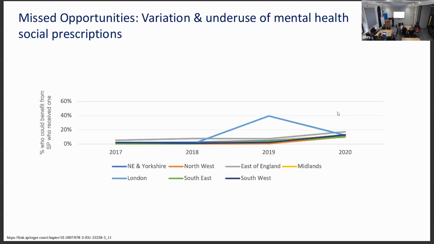This is mental health social prescriptions. Here, you have this blip in London. But apart from that, you can see that it's really low. It was climbing, which is good, but still less than 20%.